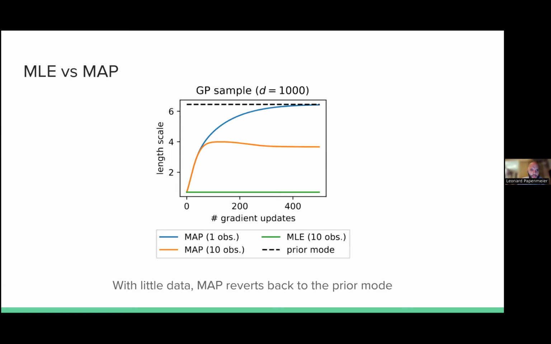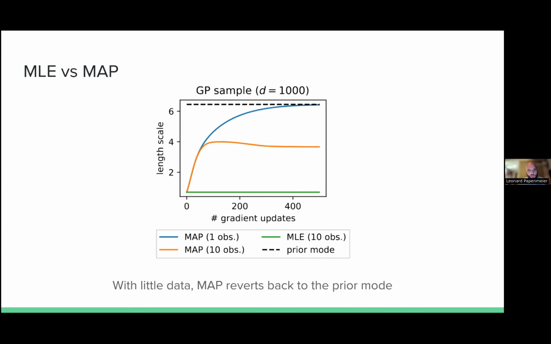The blue line is the MAP estimate if you only have one observation, and the orange line is the MAP estimate with 10 observations. On the x-axis, you have the gradient updates, and on the y-axis, the length scale that the MAP estimation converges to. What you see is that with only one observation, the MAP estimate converges to the prior mode, which is up here. Just for some length scale prior, it doesn't really matter that much.